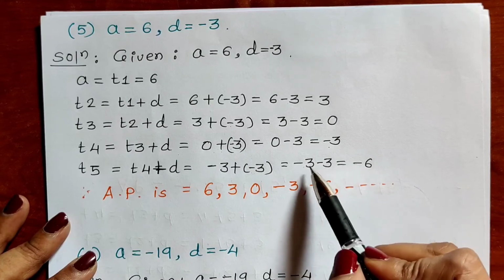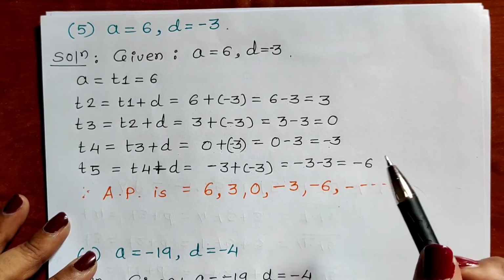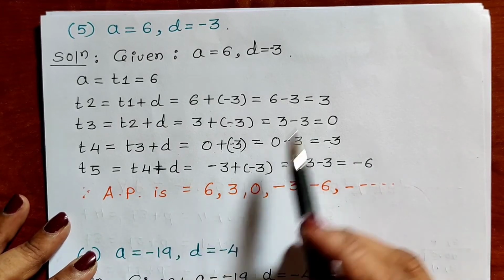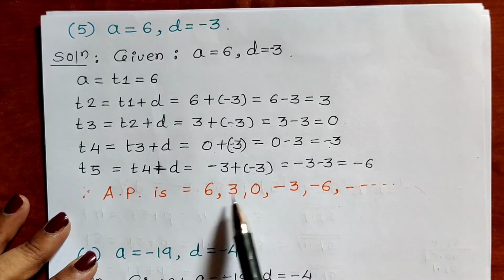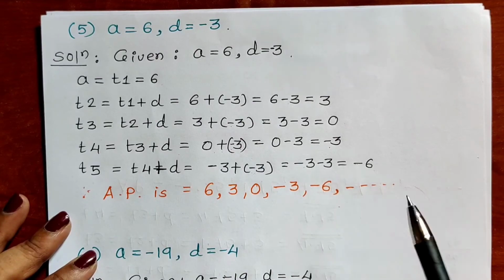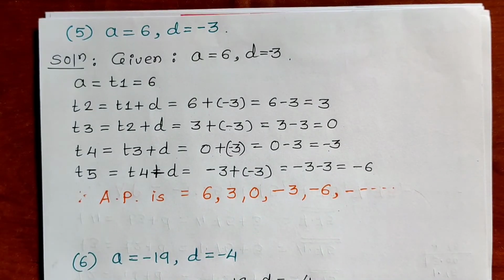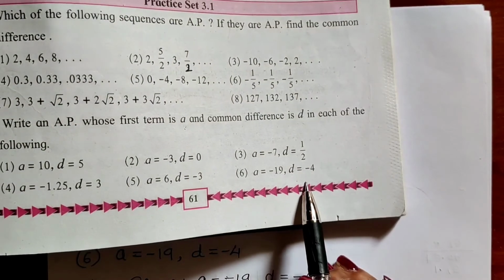Sign will be minus, but we have to do the addition. So in this way we have got the AP, which is 6, 3, 0, minus 3, minus 6. 6, 3, 0, minus 3, minus 6. Now the last sum from this question is A equal to minus 19 and D equal to minus 4. So here I have solved it.